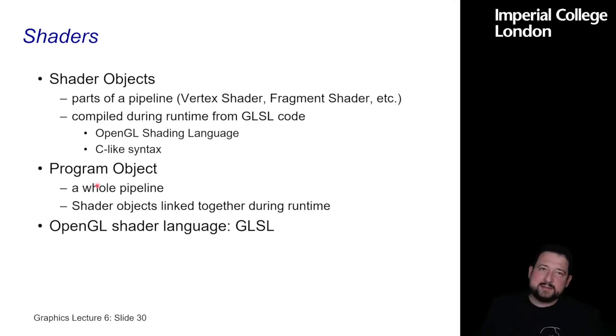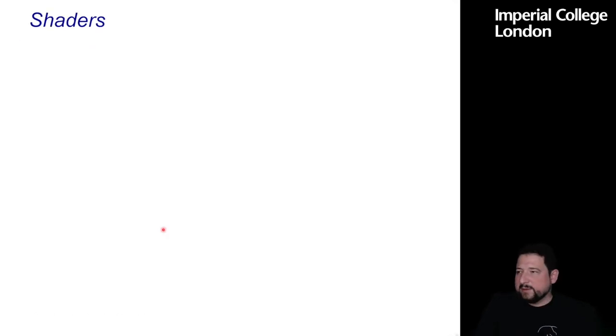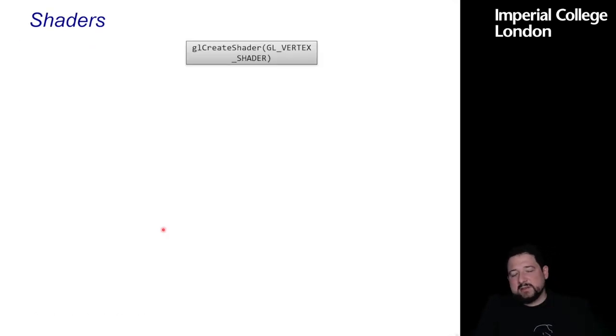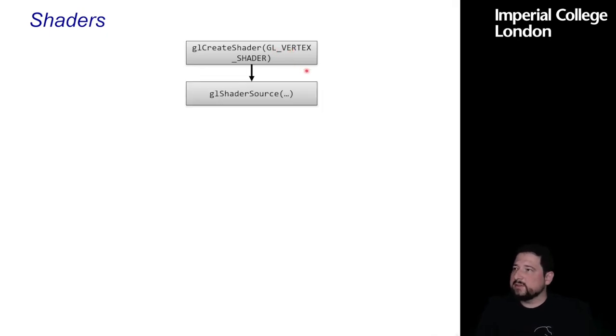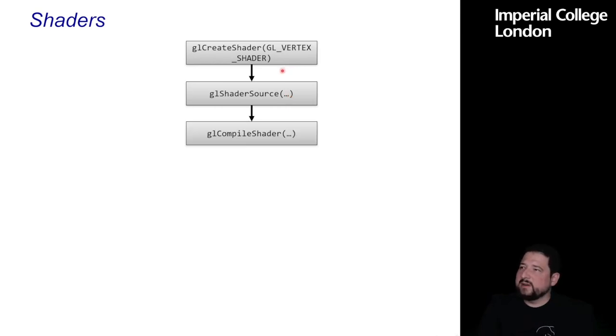And what you try to build is a program object, so a whole pipeline consisting of small shader pieces. Shader objects are linked together during runtime actually. How this works in OpenGL is that you create a shader with the glCreateShader function, and you tell it that it's a vertex shader. You want a vertex shader. You set the shader source with glShaderSource. This can be a text string or read from file or whatever you like. So you set it into the current state.